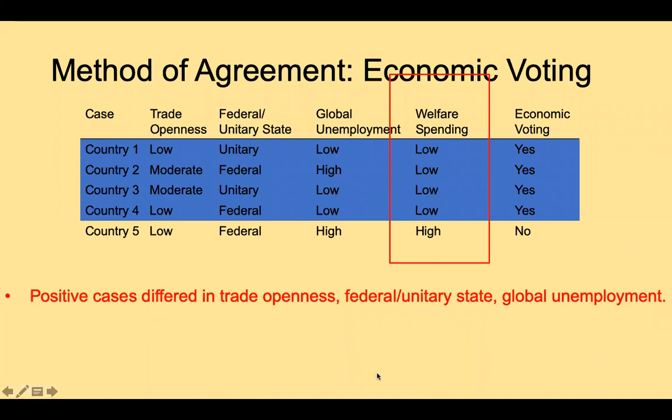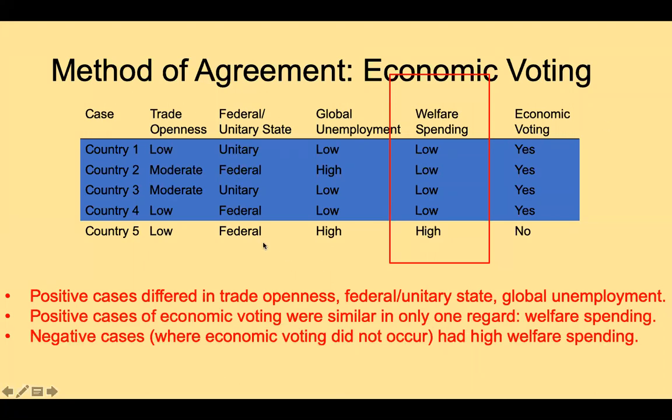So notice then that the positive cases differed in trade openness, federal or unitary state, and global unemployment. So there's no covariation between economic voting and any of these variables. Without that covariation, we can't say that any of these variables cause economic voting. But the positive cases of economic voting were similar in one regard, and that was welfare spending. They all had low welfare spending. The negative case, by the way, where economic voting did not occur, had high welfare spending. And so that suggests that a failure to compensate people during economic downturns will cause them to vote you out on economic grounds.